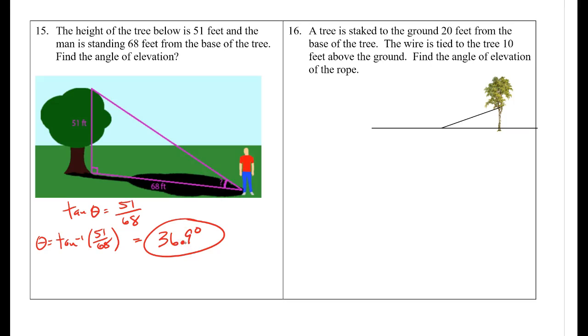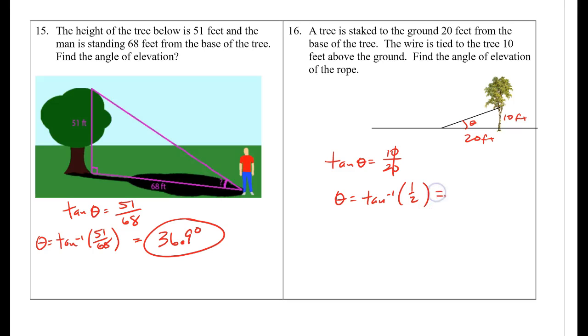And 16, a tree is staked to the ground 20 feet from the base, so this is 20. The wire is tied 10 feet up. Find the angle of elevation. So once again, it's going to be tangent. Tangent of some angle is 10 over 20, or 1/2 to make our lives easier. So the angle is the inverse tangent of 1/2.